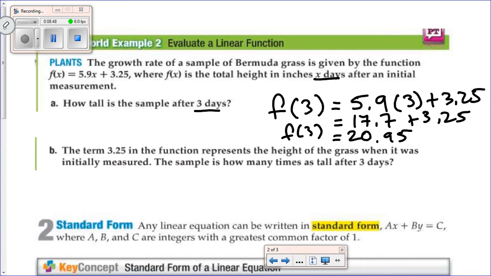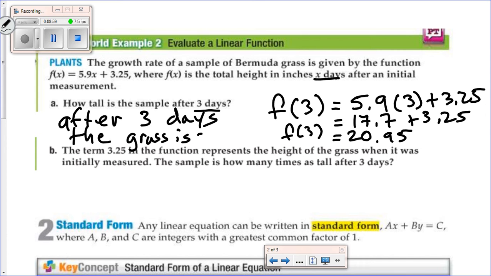Alright, so I'll rewrite that. So after 3 days, the grass is 20.95 inches. Alright, so part B.